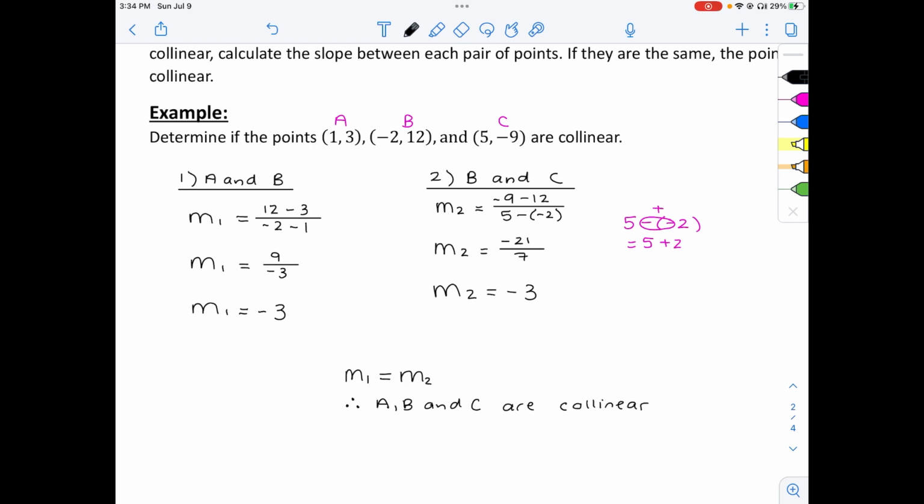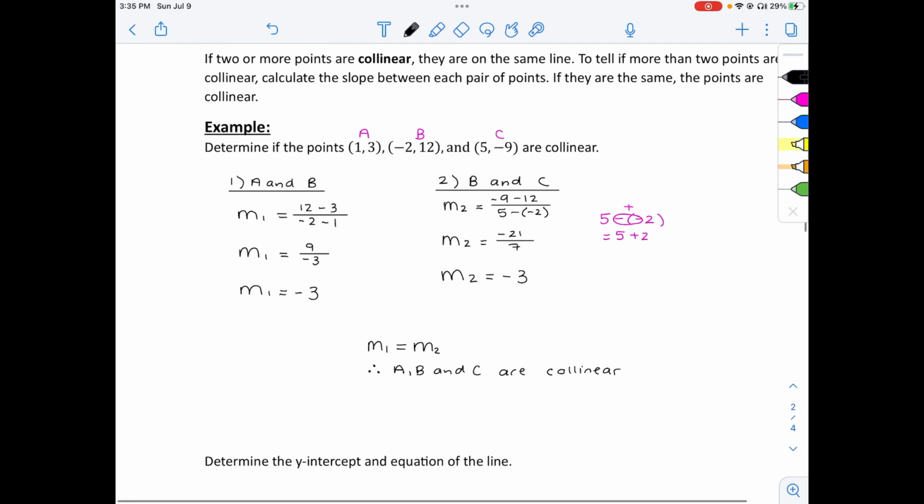Okay, and then if they weren't the same slope, then you would just say m1 does not equal m2, and therefore A, B, and C are not collinear. They're not all in the same line. But in this case, they are, because my slopes are both the same. If I had made a pair of A and C, I would have got the same thing. I would have got -3, because again, they're all in the same line.